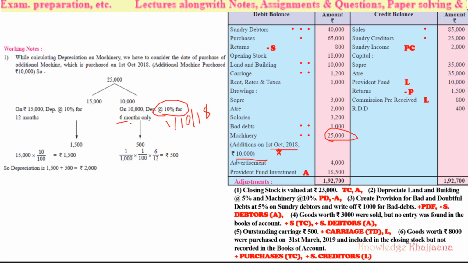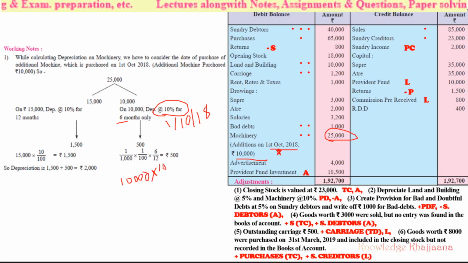So on rupees 10,000 at the rate of 10% for 6 months, it will come to rupees 500.